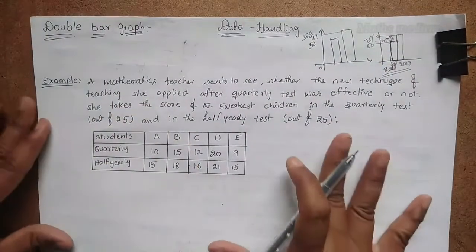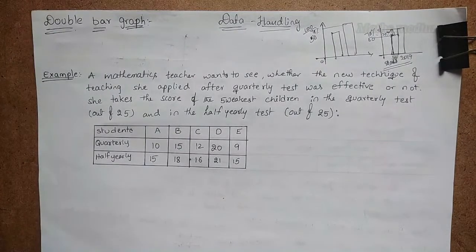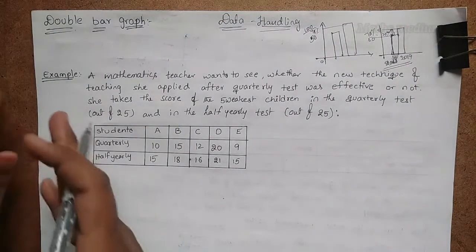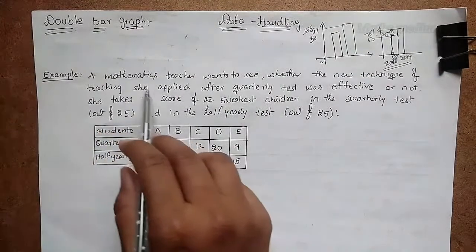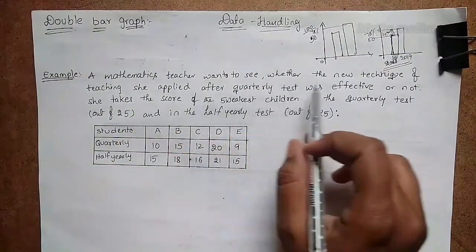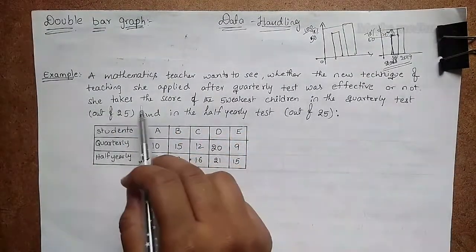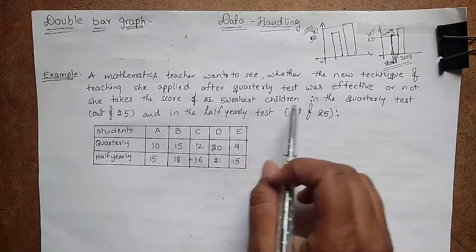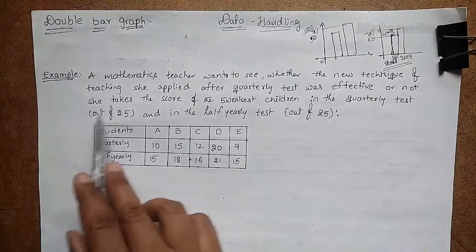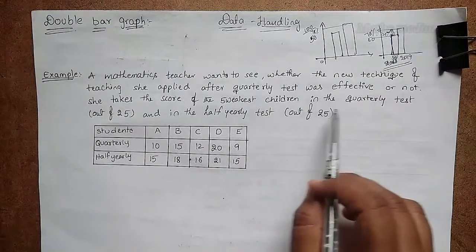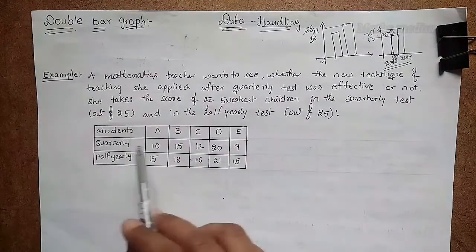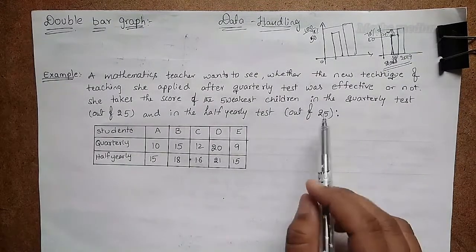Let's start with an example, so you may get a good understanding of the double bar graph. See here, example. A mathematics teacher wants to see whether the new teaching technique she applied after the quarterly test was effective or not. She takes the scores of the 5 weakest children in the quarterly test out of 25 and in the half yearly test out of 25.